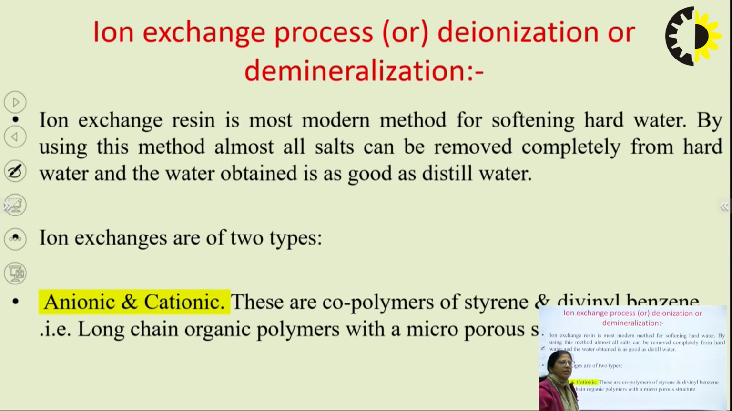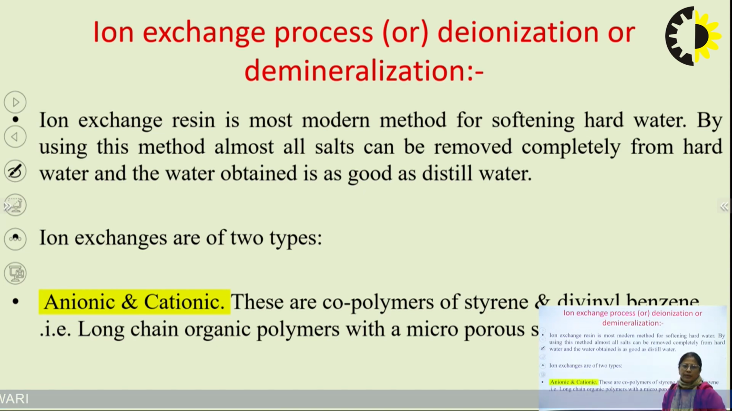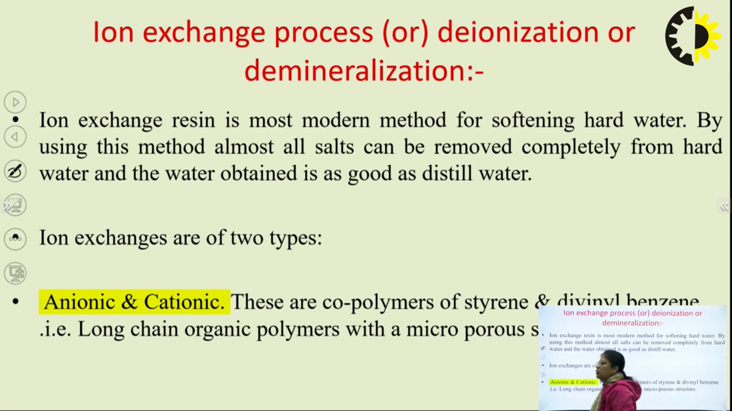Now, coming to the next method of water softening, which is known as the ion exchange process, or the deionization process, or the demineralization process. This ion exchange resin method is the most recent method for the softening of hard water. By using this process, nearly all the salts can be removed from hard water, and the water produced after passing through it is as good as distilled water.